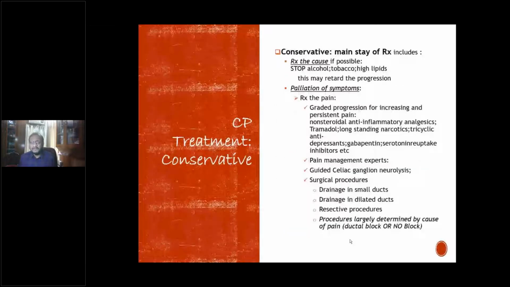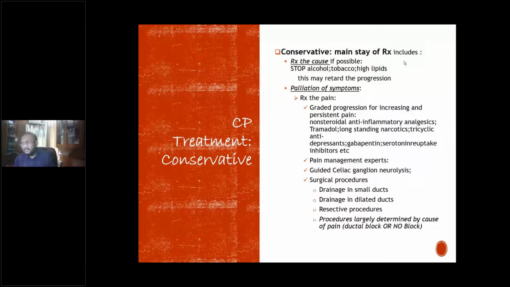So, what is the treatment of chronic pancreatitis? The conservative is the mainstay of therapy. And what is the conservative therapy? Number one, treat the cause. Treat the cause. And what is the cause? If you find alcohol, tobacco, high lipids, you can probably stop them and you can probably retard the progression of the disease. Probably, I say it's not a must.